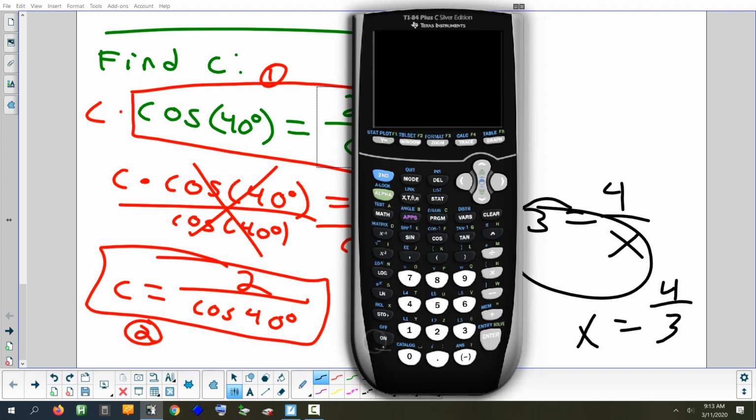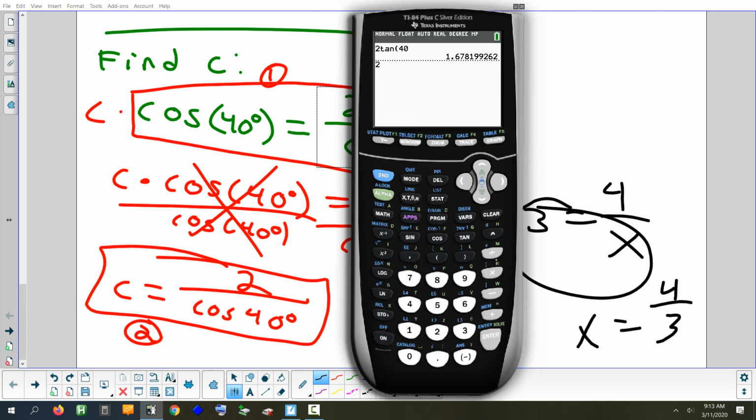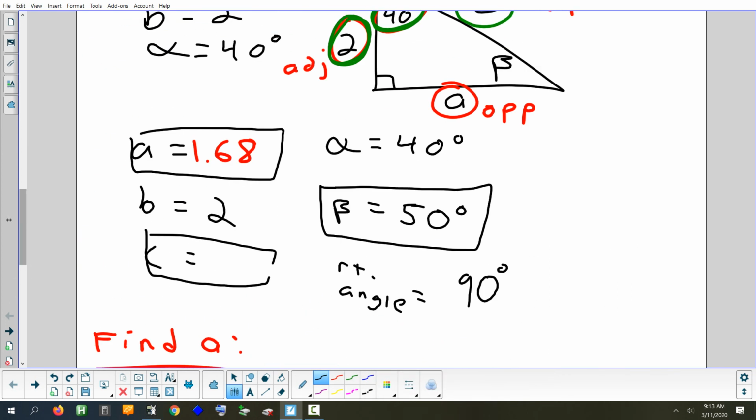Now we need to type that in. 2 divided by cosine 40. 2.61. And that's how you solve a triangle.